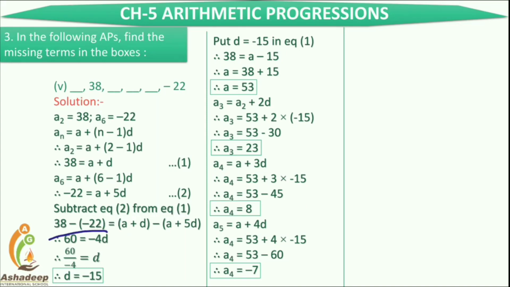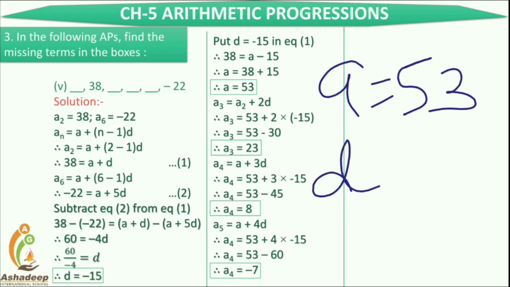So 38 minus 22, keep this side on this side and that side on that side. A plus D minus A plus 5D. So D is going to be the minus 15, right? So we know the D now. Now put this value of D in equation number 1 or equation number 2. So here we put in equation number 1 and we will find out the A is 53, right? We got A, how much? 53. We got D, how much? Minus 15, right?